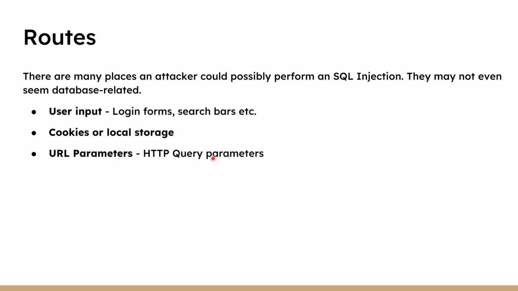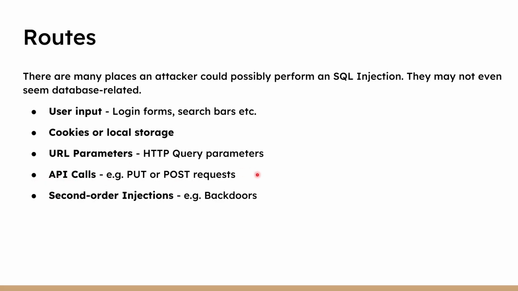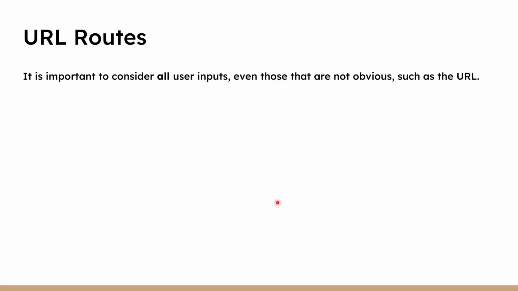URL parameters. The URL is never a safe place. API calls, even. They're also a form of input. This was in the slides. The second order injections, like if they set up a backdoor in the system, they could just use it to perform an SQL injection. Something about URLs. Even if an input isn't obvious as an input, it's important to consider it.